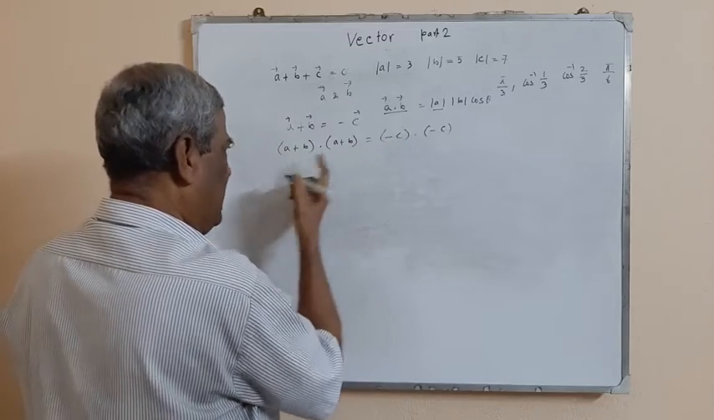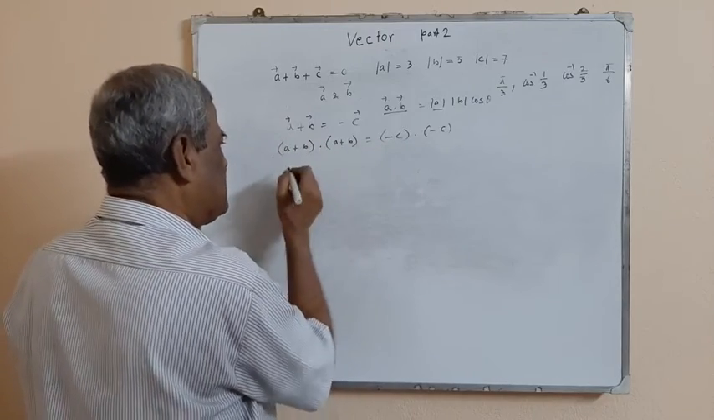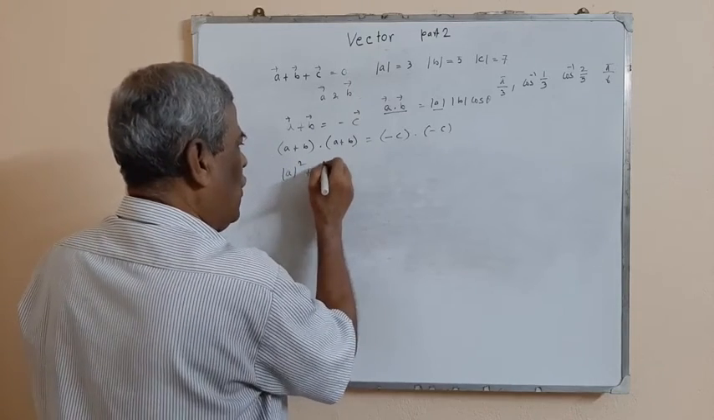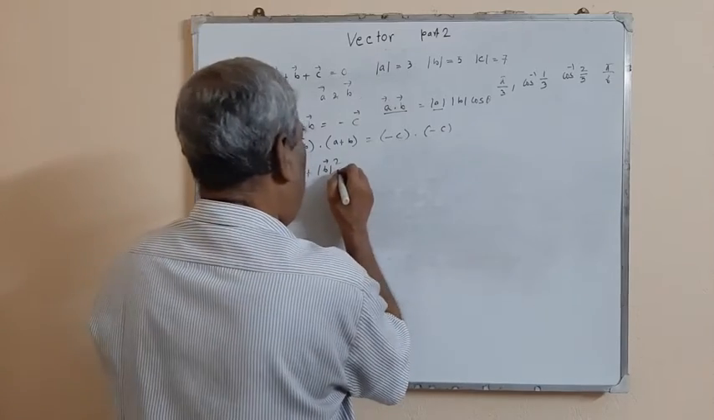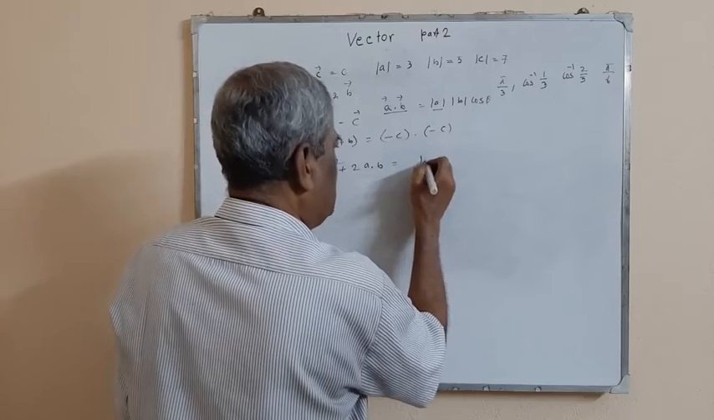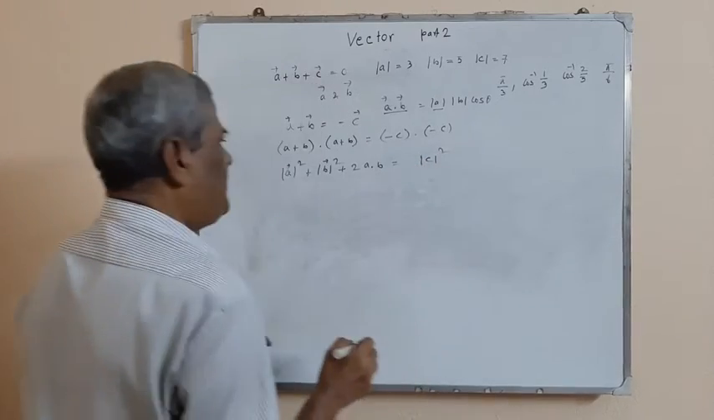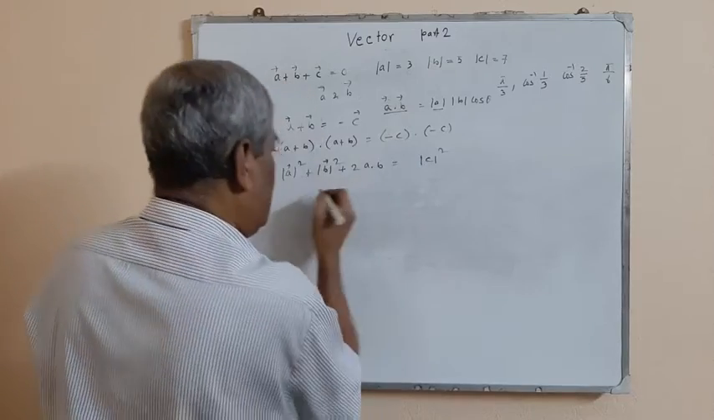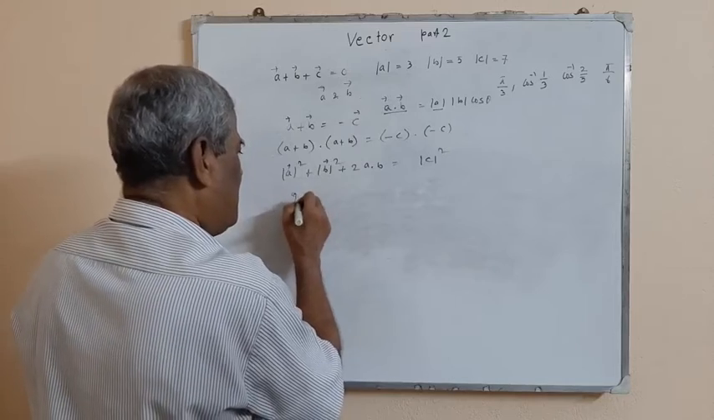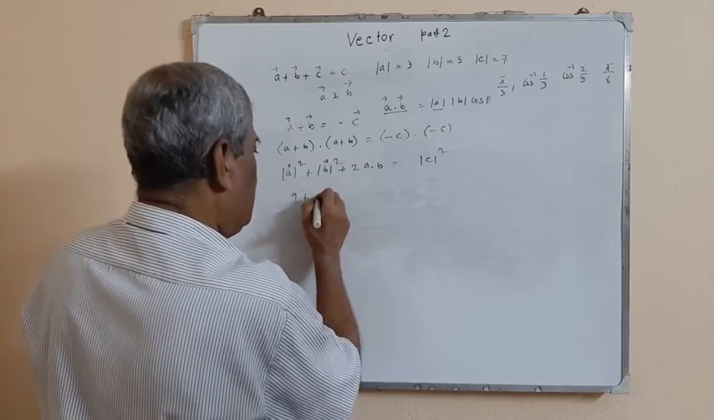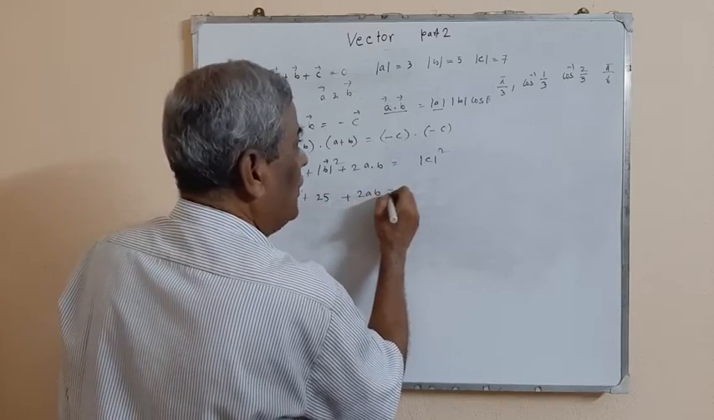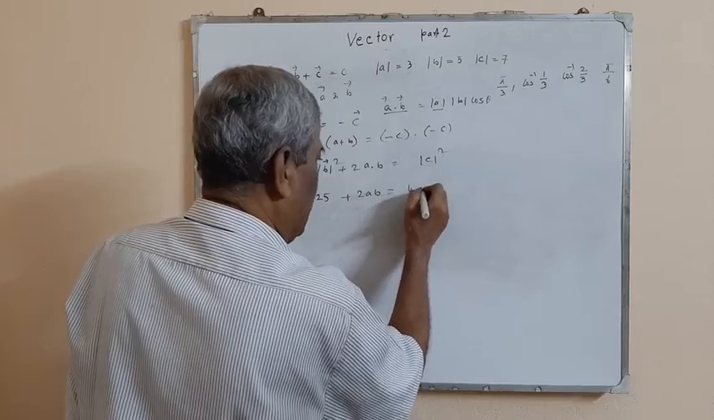That is, (A+B)·(A+B) means magnitude A whole square plus magnitude B whole square, all vectors, plus 2 A dot B is equal to C dot C, which means magnitude C whole square. That is, magnitude A square means 9, plus magnitude B square is 25, plus 2 A dot B is equal to magnitude C whole square, that is 49.